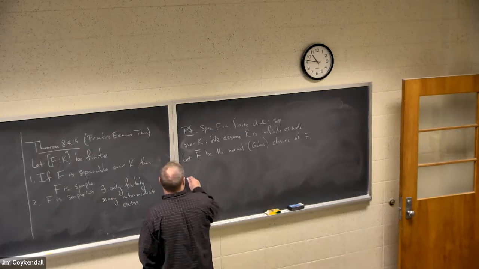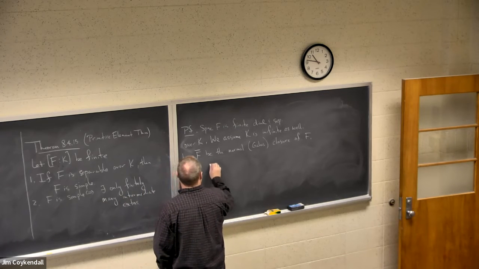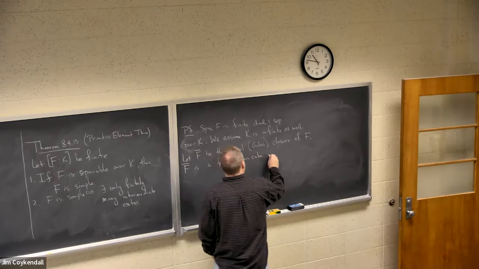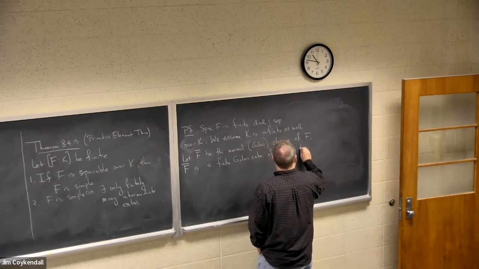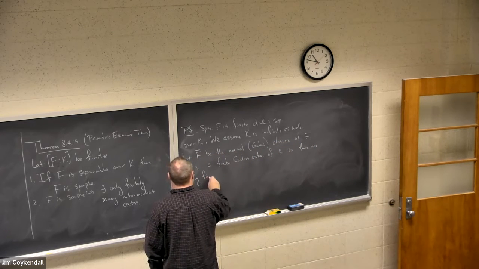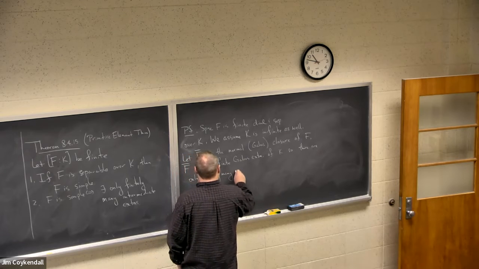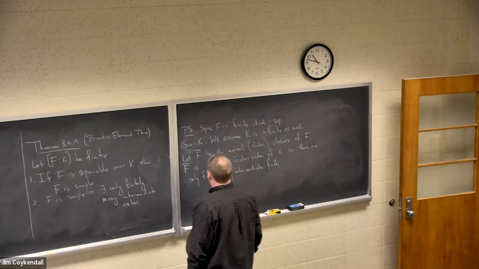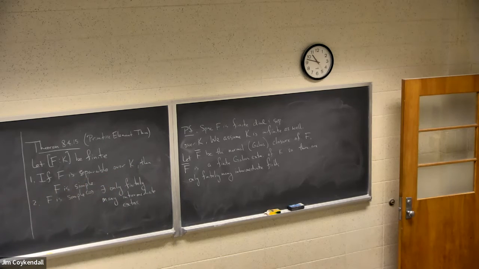So F bar is a finite Galois extension of K. So there are only finitely many, because the Galois group is a finite group, the group of automorphisms is a finite group, and so there's only finitely many subgroups of the Galois group, and hence only finitely many intermediate fields between K and F bar, and of course that means that there are only finitely many fields between K and F.